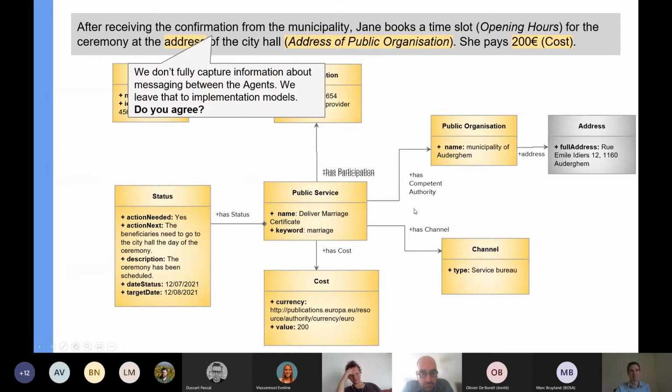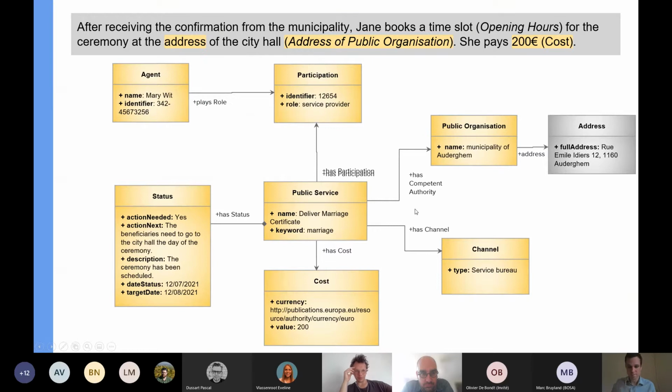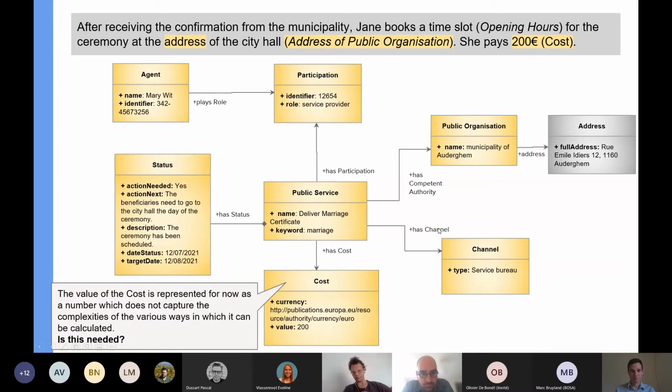In discussions earlier on regarding CPSV-AP, cost was in function of channel. So you could have a different cost in terms of different channels from which you take up a public service. I think either you should have multiple costs, defining what the meaning of those multiple costs is within the public service, or you have a combined link between public service, channel and cost. I think that's a correct way of modeling this. Cost isn't directly linked to public service in itself.